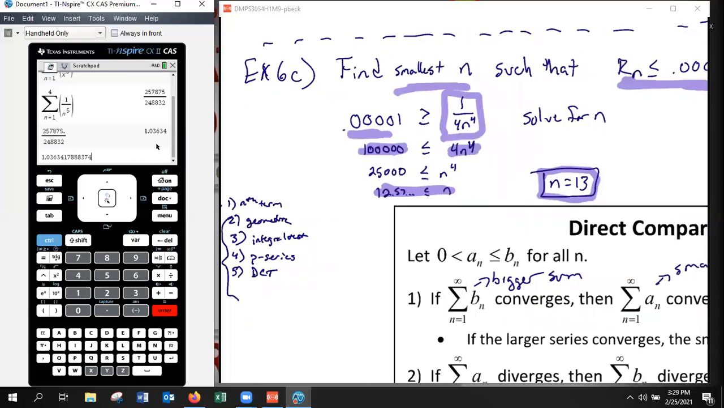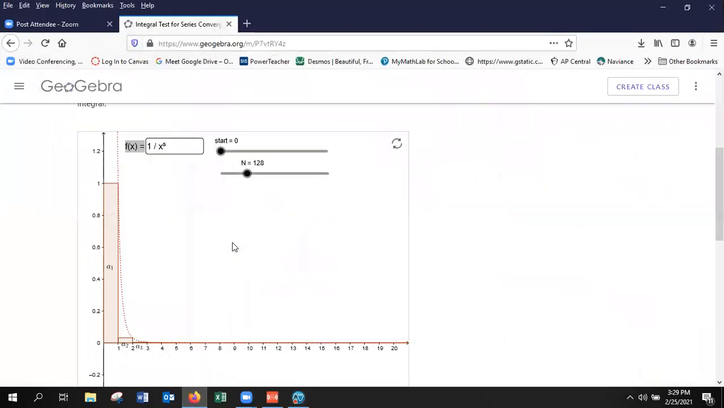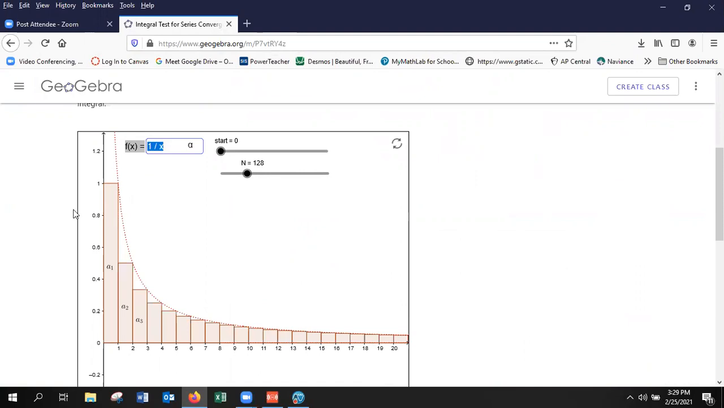Our direct comparison test is something that I've already sort of applied as I was looking at this function. So let me go back to 1 over x. If you remember, I said, okay, I know that the sum of all of those terms, so the series, ends up being smaller than the value of the integral. So if the integral converged, then the series itself converged because the integral is bigger.